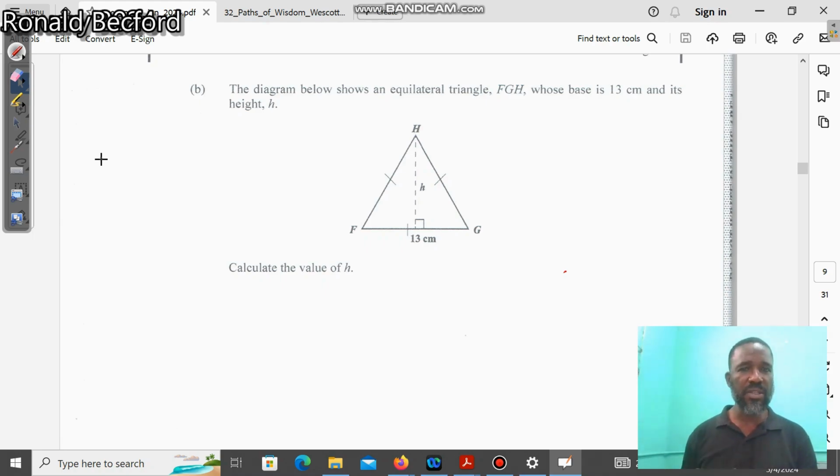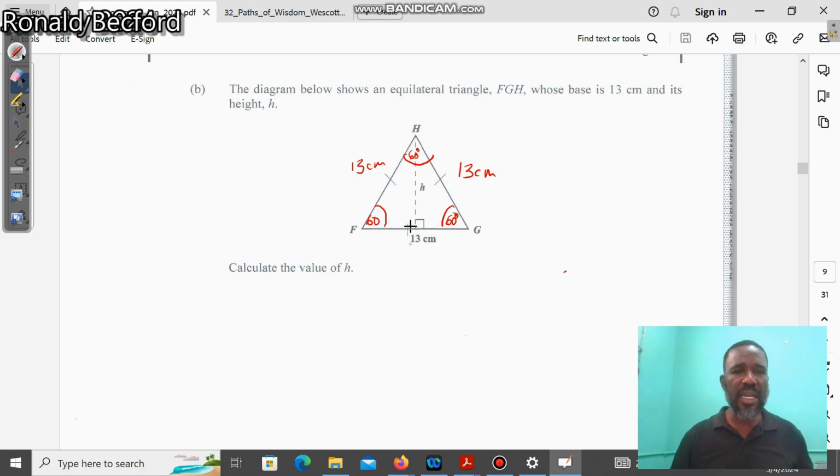So some of the things that we need to remember: if it is an equilateral triangle, it means that all sides of the triangle are of the same length. And if they are all of the same length, it also means that this angle here is equal to 60 degrees, that angle there is equal to 60 degrees, and that angle here is also equal to 60 degrees. So those are the basic concepts of an equilateral triangle.